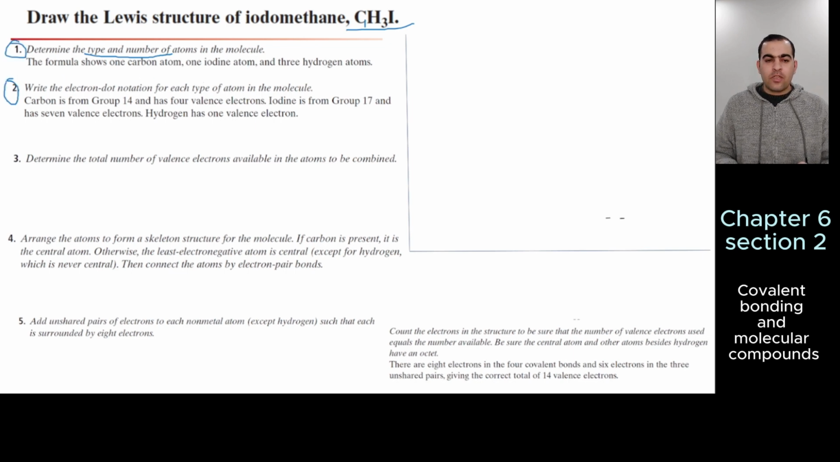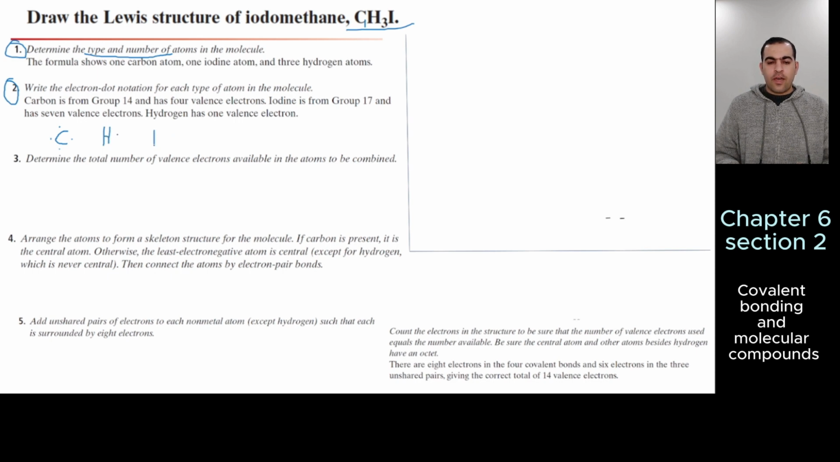Then write the electron dot notation for each type of atom in the molecule. Let's do it for carbon. In the exam, I tell you carbon is in group 14. You must know that group 14 means it has 4 valence electrons. So 4 dots around this symbol. That's it. Hydrogen is in group 1, only 1 dot.